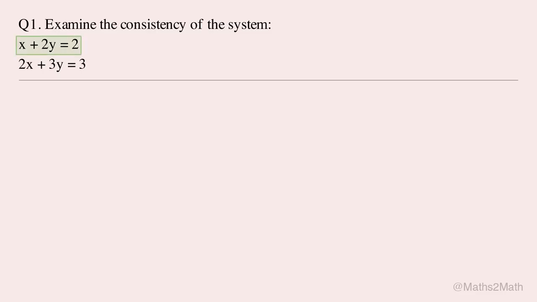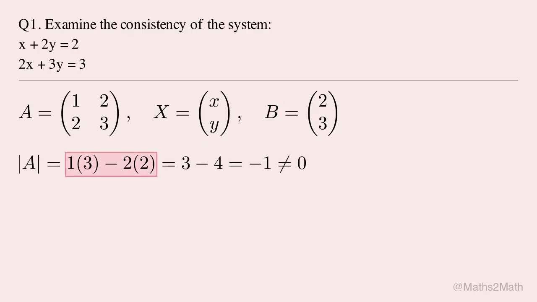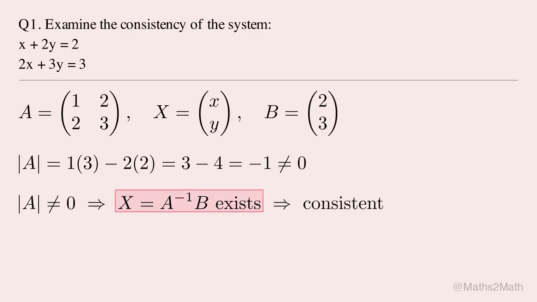Question 1. We must examine whether this pair of linear equations is consistent, that is, whether it has a solution. Write the system as AX equals B. If the determinant of A is non-zero, a unique solution exists. In matrix form, the coefficients go into A, the unknowns into X, and the right sides into B. The determinant of A is 1 times 3 minus 2 times 2, which is minus 1, non-zero. A non-zero determinant means A is invertible, so X equals A inverse B exists and is unique. The system is consistent.